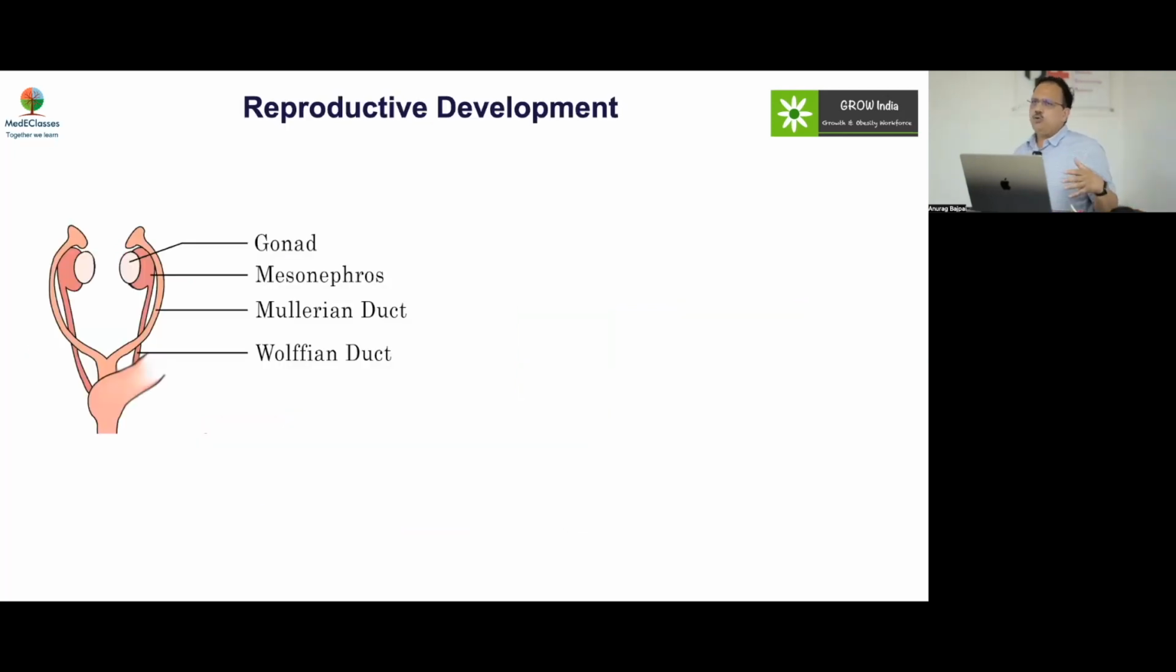Now, how do the other structures develop? So this is the internal development, and we know we've got the Mullerian duct and the Wolffian duct. If you don't have enough testosterone, the Wolffian duct will go off. And because there is no AMH, your Mullerian structures will start developing.